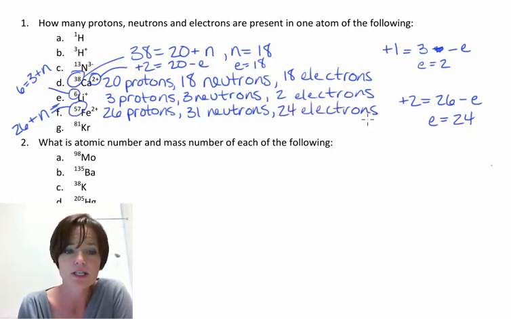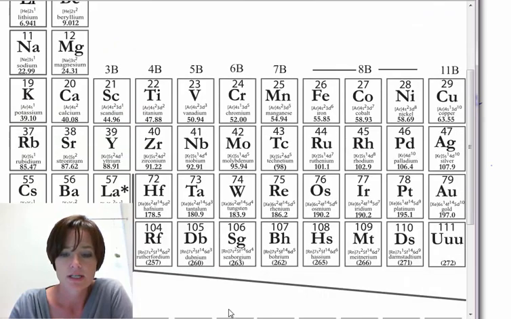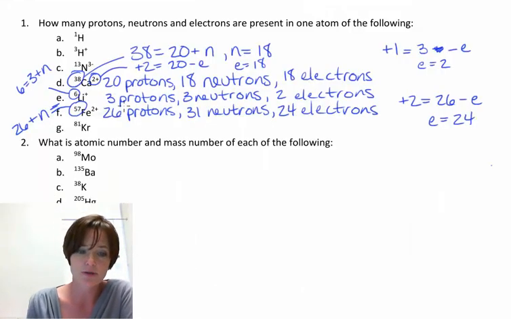And then on the last one here, Kr. Okay, so if we look that up, find it on the periodic table. It's going to be way over here, krypton. Krypton has a number of 36, so 36 protons.